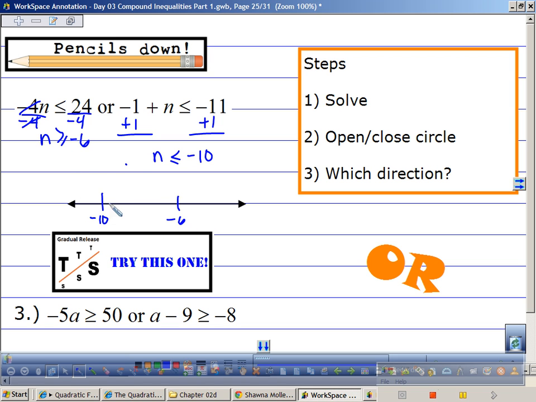Okay, so am I going to include negative 10? Did you guys switch the sign? Good. And we're going to go less than. And am I going to include negative 6? Yes. And it's greater than. Okay, copy that one down.